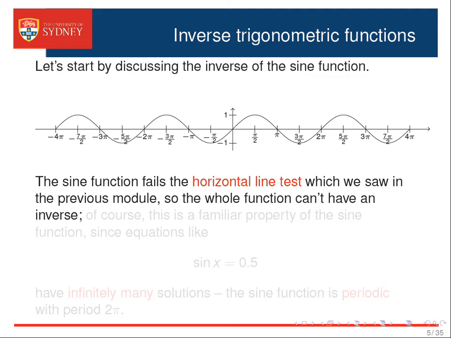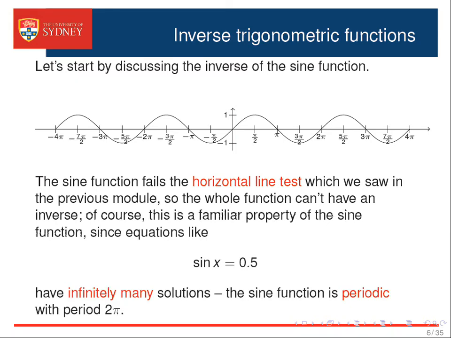The full sine function, which extends infinitely in both directions, cannot have an inverse, as it fails the horizontal line test, which we saw last time. This fits in with our understanding of the sine function, since solutions to equations like sine x equals 0.5 are infinite in number, because the sine function is periodic. So we are unable to say which specific value has a sine of a half, since many values do.